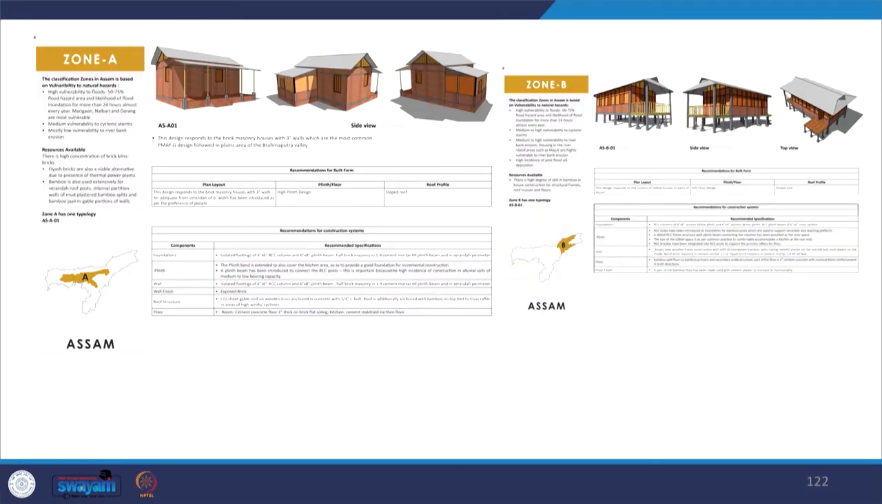Similarly, for Chhattisgarh, you can see zone C and typology number 2. There are rammed earth technologies, wooden technologies, and brick technologies. In zone A, for example, it is classified in terms of vulnerability to natural hazards. For a particular typology you can see the typical plan, the typical section, the materials and composition, the BOQs, the bill of quantities and specifications. Then how much it actually costs to make that building.